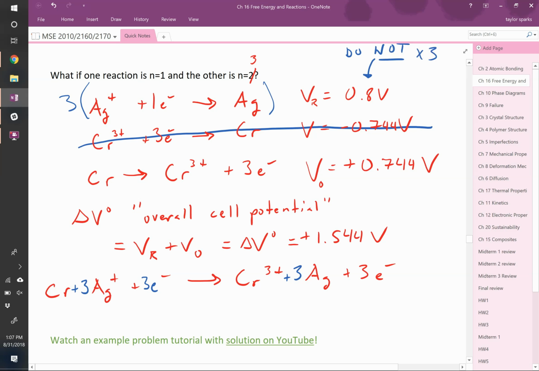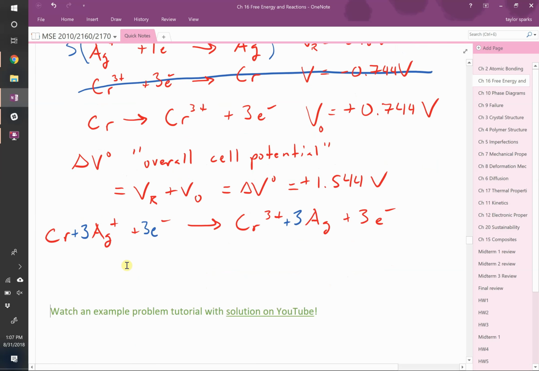That is the difference between electrochemistry and free energy. In free energy, if this was enthalpy or Gibbs energy or entropy, we would have multiplied that number by 3 or 2 or whatever the number was that we multiplied the equation by. You do not do that for electrochemistry. That's the big catch to remember, okay?